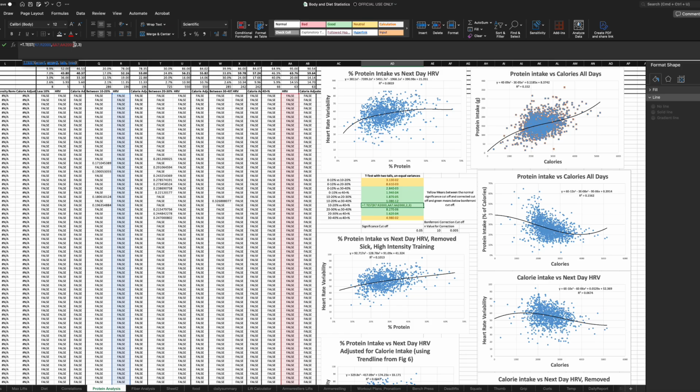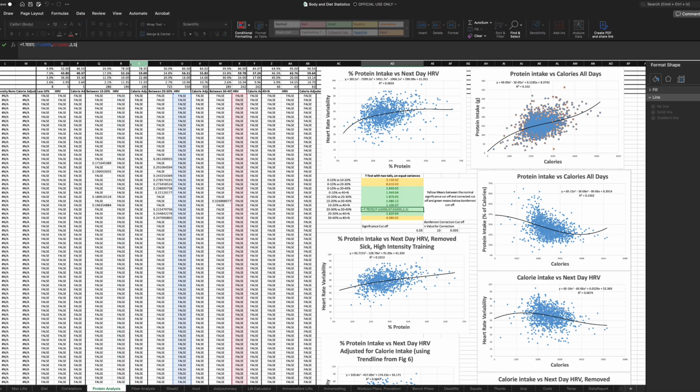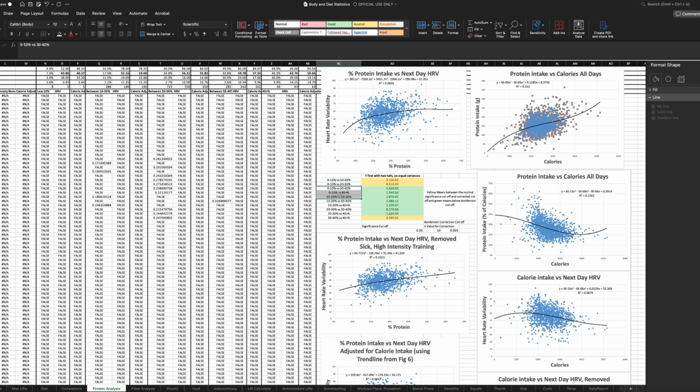Okay, I'm just double checking these to make sure I've got the right columns selected. So now we can see that pretty much comparing the 0 to 10% and 10 to 20% versus all of the other ranges do give significantly different next day heart rate variability.